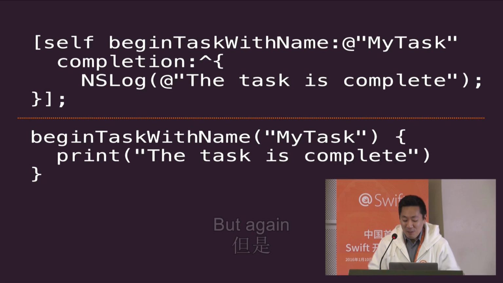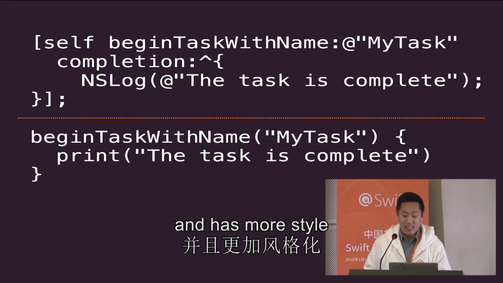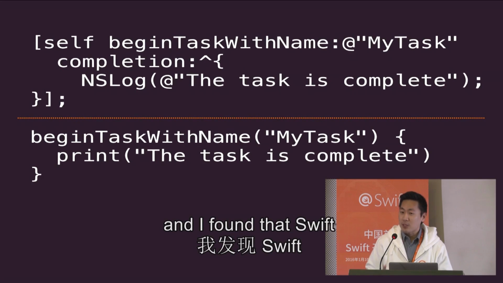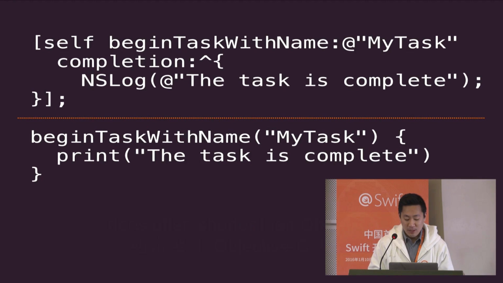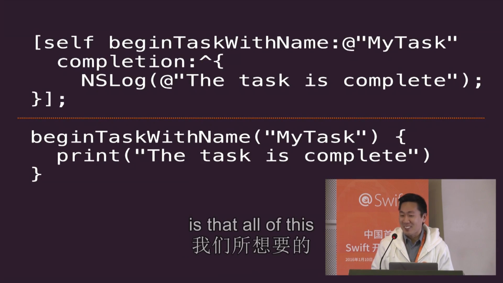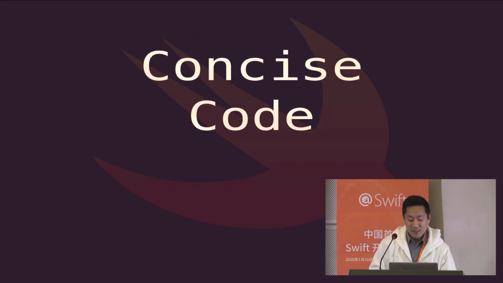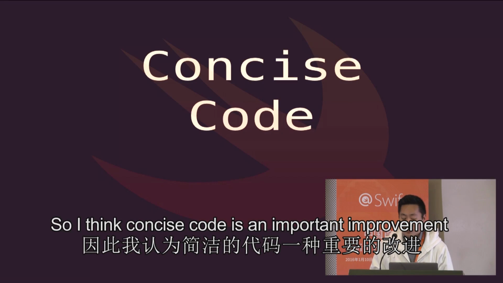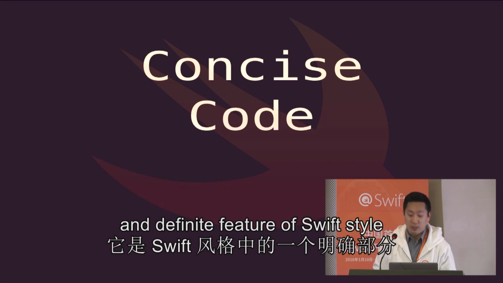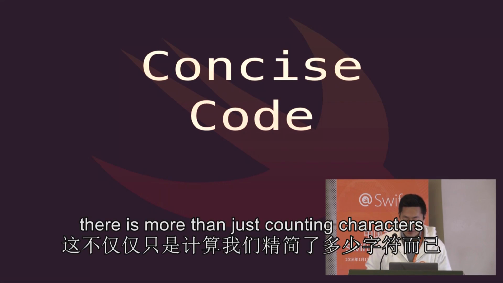But again, how important is this? I think the Swift version here is definitely more readable, and it has more style. And I found that Swift is often shorter than Objective-C. So I think that's part of what Swift style is. But again, is that everything? Is that all it is? We just want shorter code, and that's everything? So I think concise code is an important improvement and a definite feature of Swift style. But again, there's more than just counting characters.